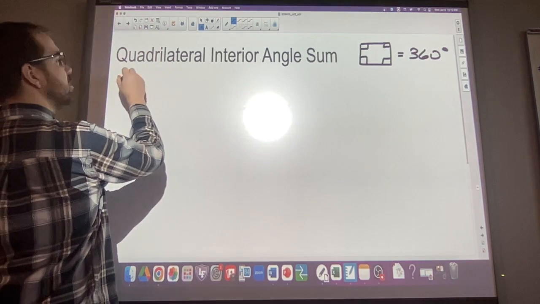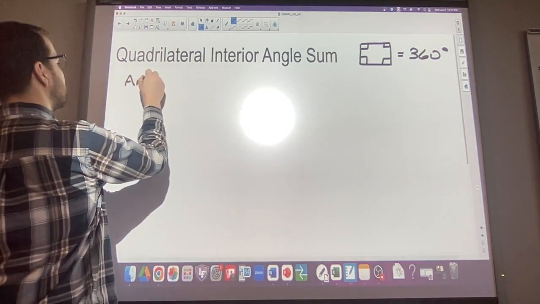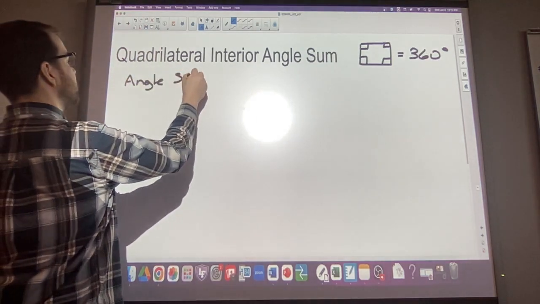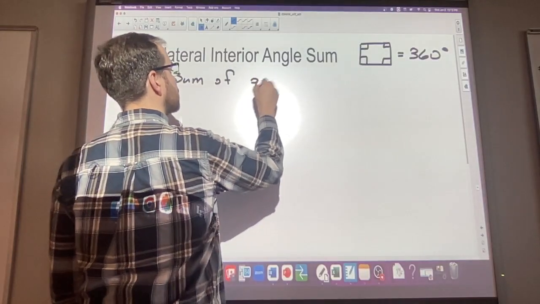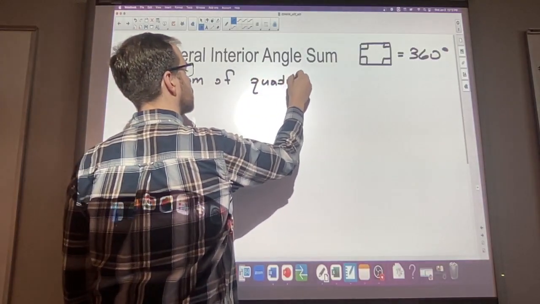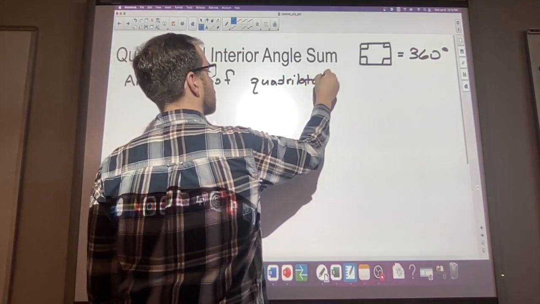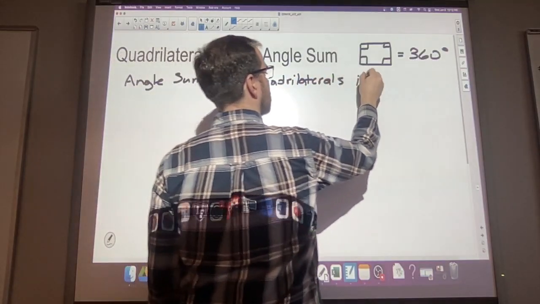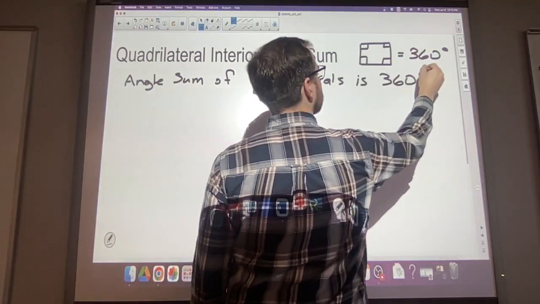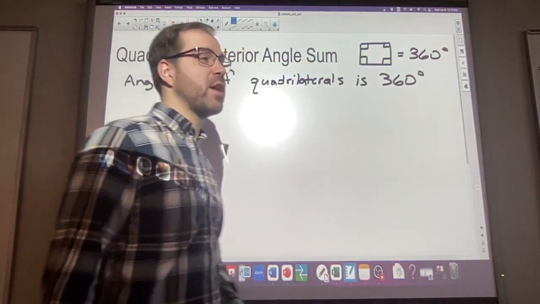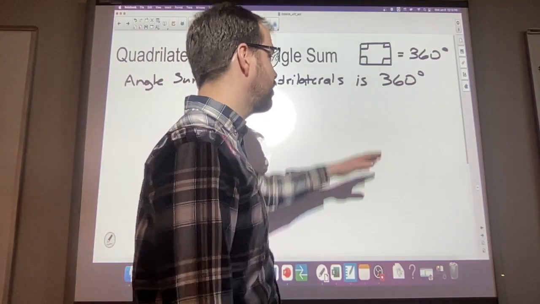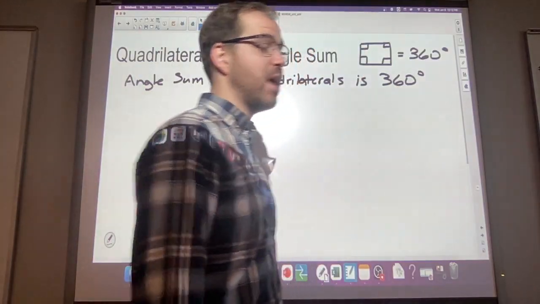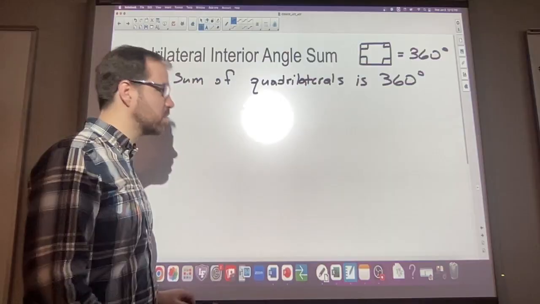So the angle sum of quadrilaterals is 360 degrees. Just like before when we said triangles are always 180, and then we just assume that fact going forward. It's true for every triangle. We can also assume that for every quadrilateral because it's always going to be true.